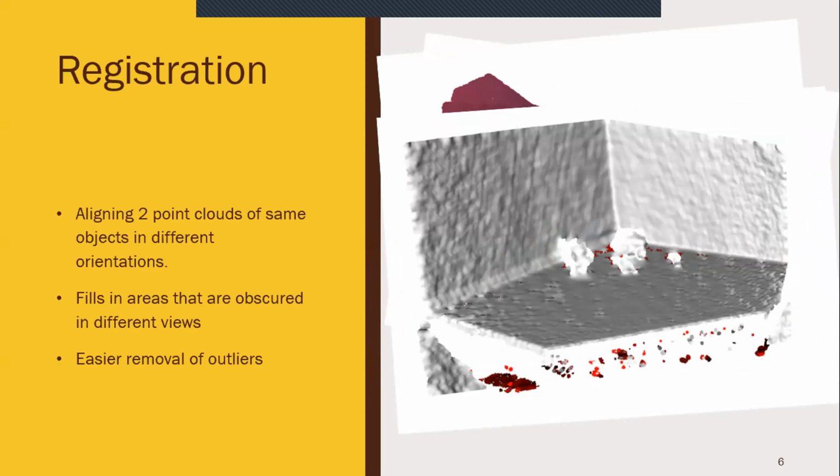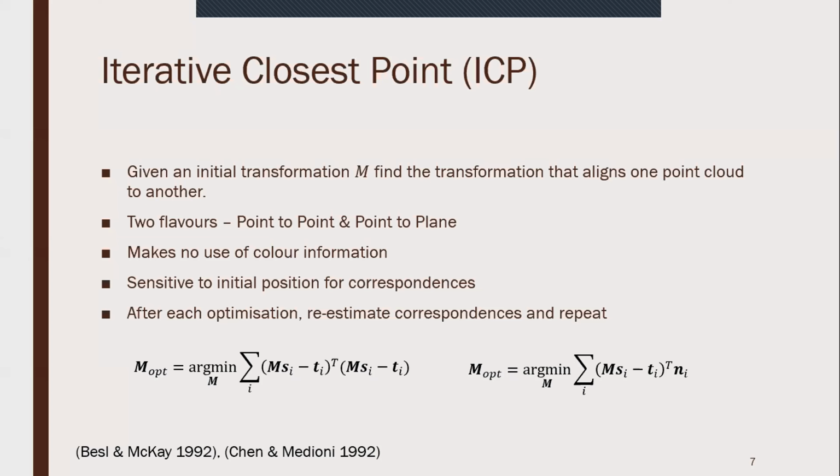The main engine behind this is the iterative closest point algorithm, and this is an optimization. You've got two cost functions at the bottom. If you've got a target point cloud T and a misaligned point cloud S, you want to optimize these cost functions to find the transformation M that will take all the points in S and map them onto T. There are two main flavors of iterative closest point: point to point, on the left, and point to plane, on the right.